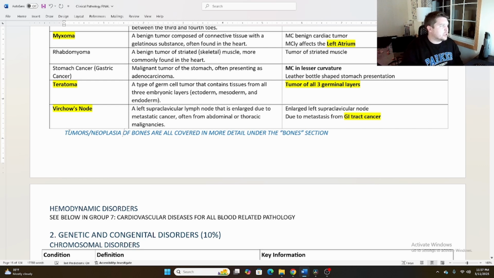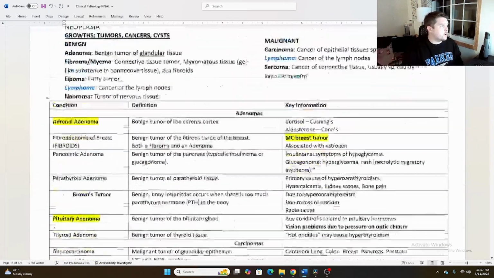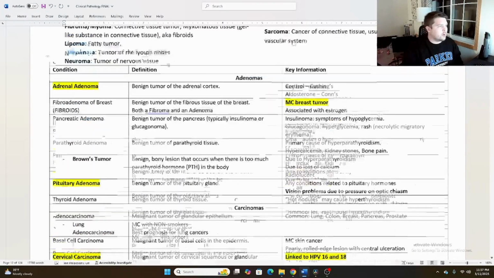And again, we will look at a bunch more of the tumors specifically related to the bone under the bones and cartilage section. So that is all that we have for the neoplasia, and we will keep on moving along.